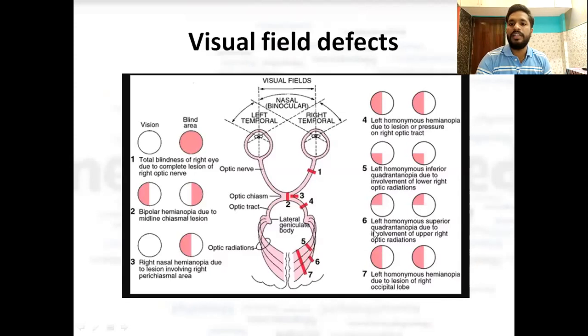Now sixth is left homonymous superior quadrantanopia. Now what will happen here? Once again, in a similar way, the optic radiations are injured on the upper side, right? On the upper side.